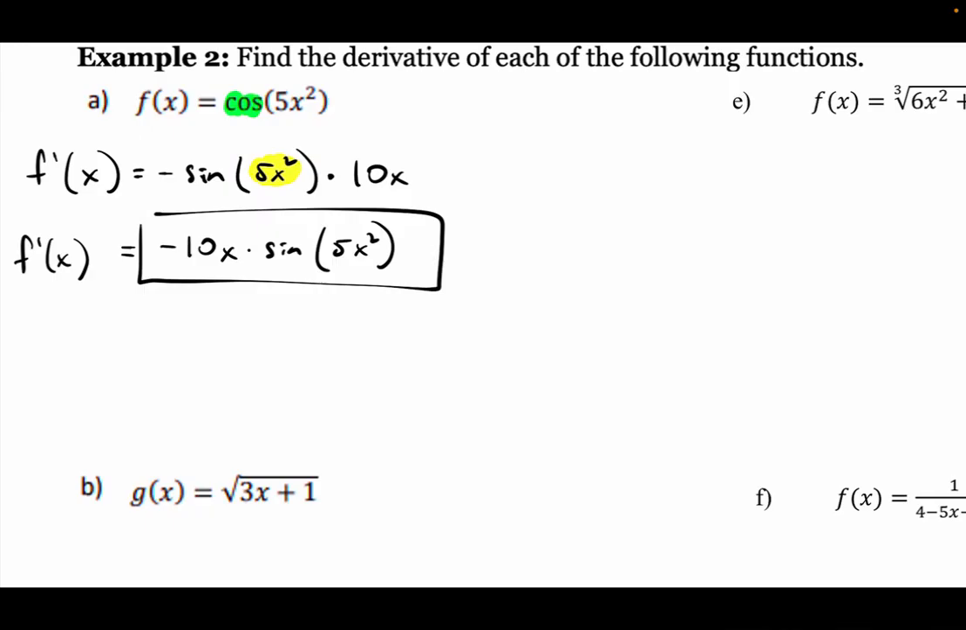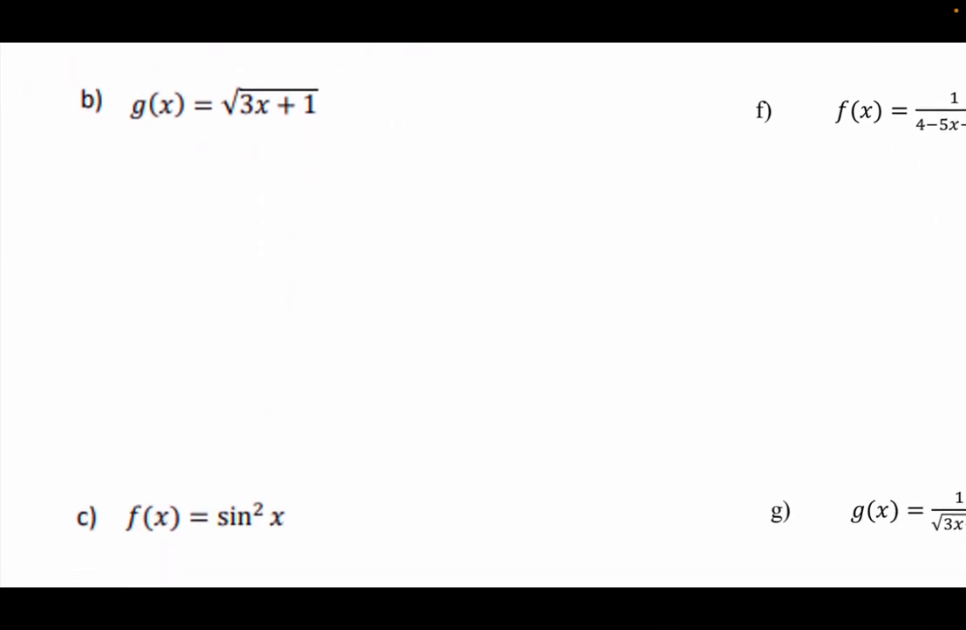All right, let's look at B now. What did we say the first thing to do with B was, before I even did inside or outside? Rewrite it, to get rid of the root by rewriting it. So I have 3x plus 1 to the 1/2 power, right? Now I'm ready to find a derivative.